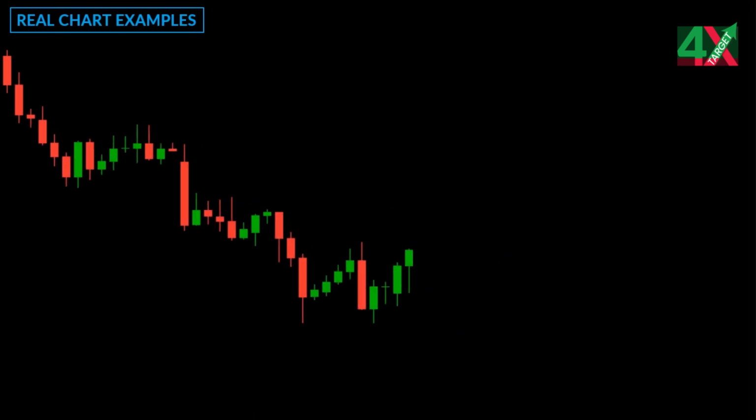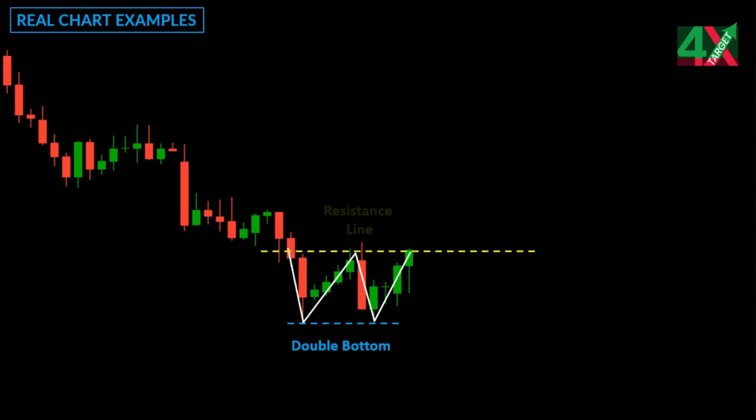In this example, the market is again in a downtrend, but soon forms a double bottom, a W-shaped pattern indicating that sellers are losing momentum. The two troughs are nearly equal, showing strong buying interest at that level. The pattern is confirmed when price breaks above the neckline.